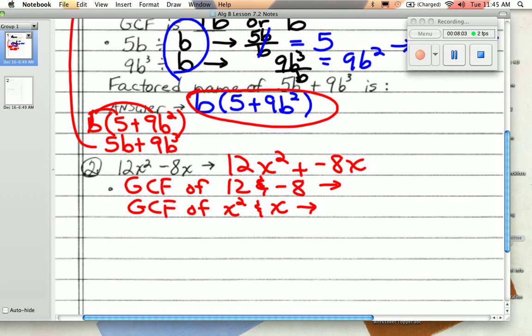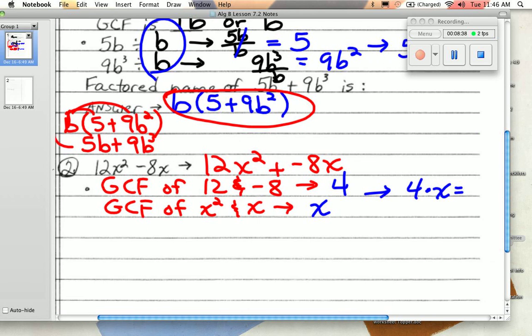So what's the GCF of 12 and negative 8? 4. What's the largest number that divides out of both of them? 4. Okay, so the GCF of 12 and negative 8 is going to be 4. What's the GCF of x squared and x? X. It's going to be x. So remember, what do we do with these two now? Multiply them. So we say, okay, 4 times x. And what does that equal?